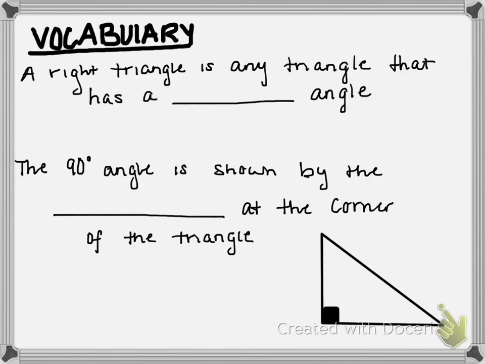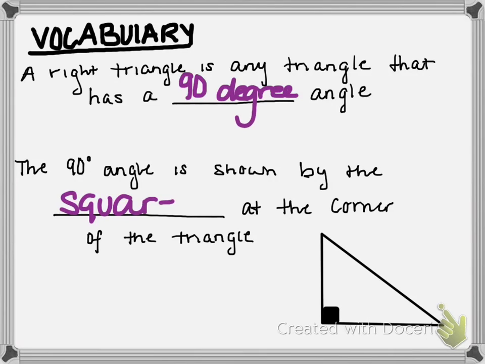The Pythagorean theorem has to do with a right triangle, and a right triangle is any triangle that has a 90-degree angle inside of it. Okay, that makes it a right triangle. The 90-degree angle is shown by the box or the square in the bottom corner of your triangle. So that's this guy right there. That tells me that that angle is 90 degrees. You learned this last year in geometry, so that's just a quick review of what it means to be a right triangle. It's a 90-degree angle inside of it.